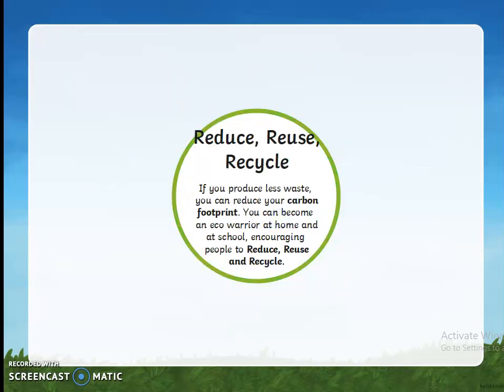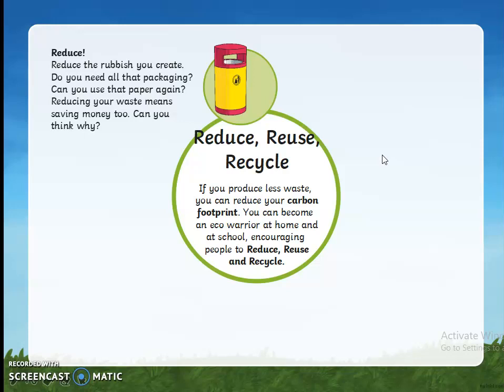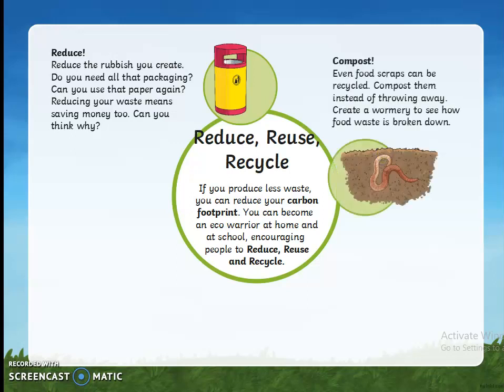Okay kids, let's reduce, reuse, and recycle. If you produce less waste, you can reduce your carbon footprint. You can become an eco-warrior at home and at school, encouraging people to reduce, reuse, and recycle. Reduce. What is reduce? Reduce the rubbish you create. Do you need all the packaging? Can you use that paper again? Reducing your waste means saving money too. Can you think why? Yeah, good.